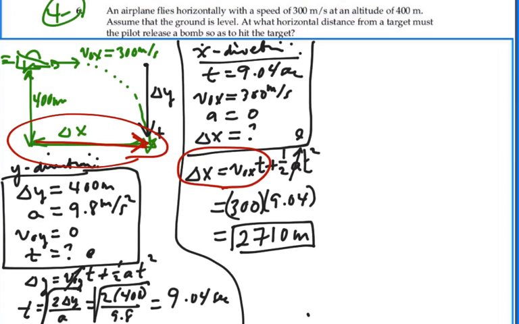Strictly speaking, that's how far we're going to go after that amount of time, and that's where it'll hit the ground. So that is the horizontal distance that the target should be in order for the bomb to hit the ground: 2,710 meters, or 2.7 kilometers, and that is the answer that we're looking for.